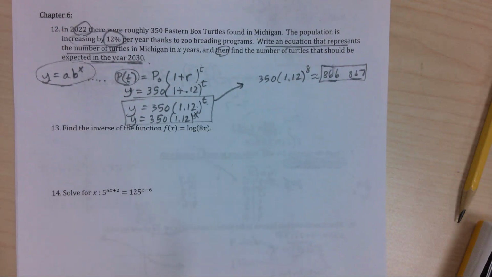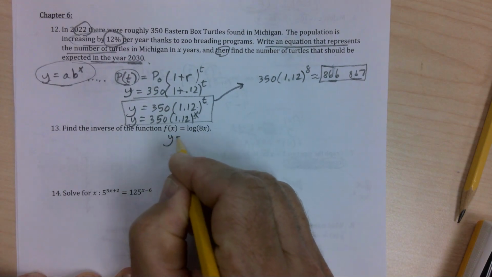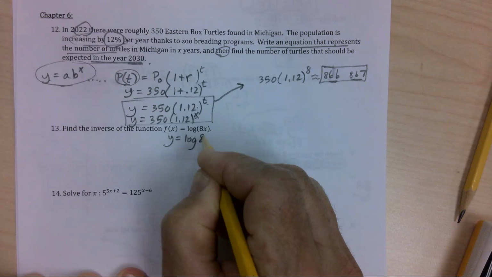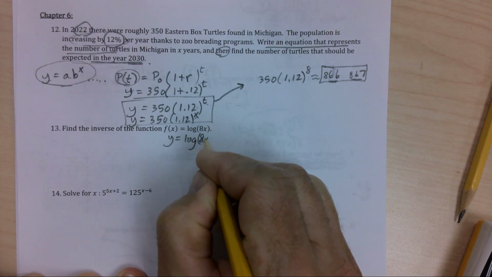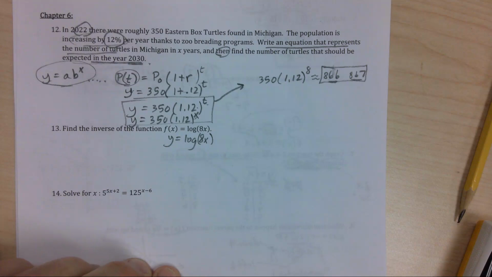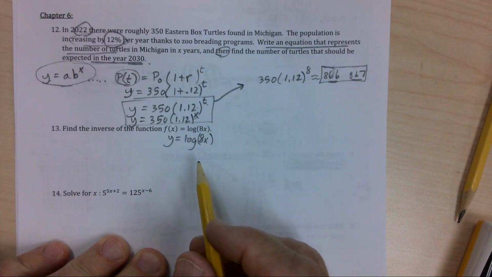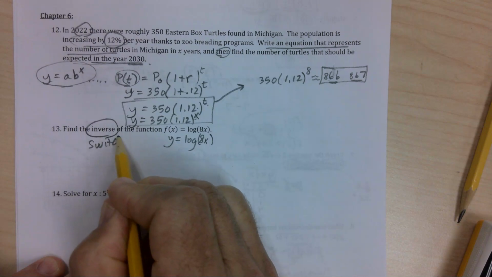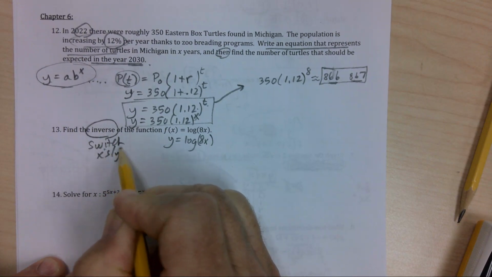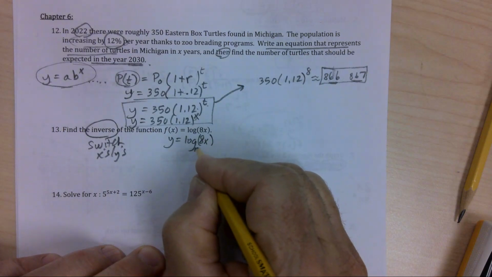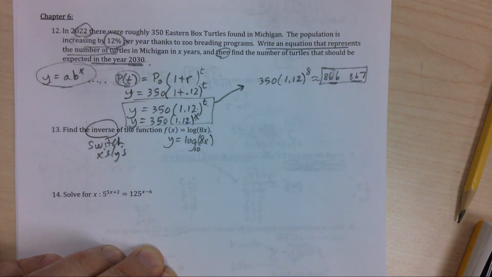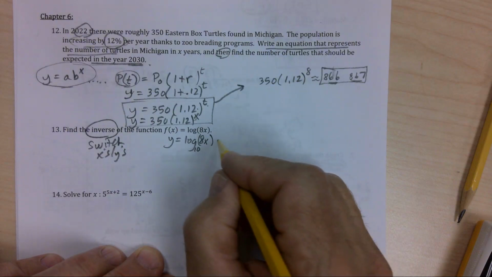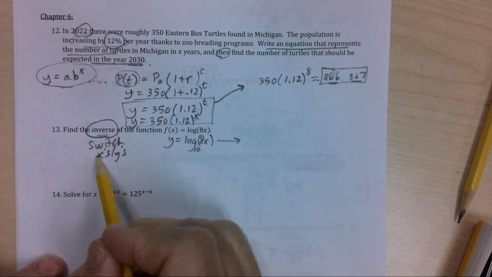Here we go, number 13. Find the inverse of the function. Well, remember, this is y equals log of 8x. All right. So the first thing you have to remember is that the inverse means switch your x's and your y's. And also don't forget there's a 10 down here. If there's no base, then it's assumed to be a 10. So the first thing we're going to do is actually switch the x's and the y's.